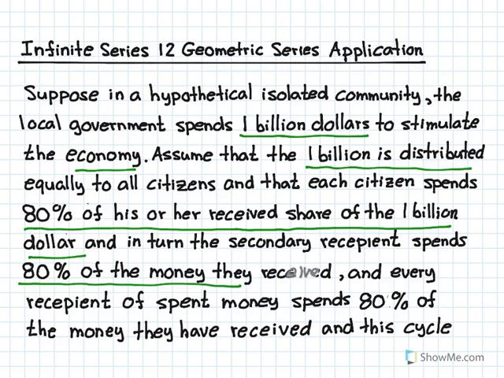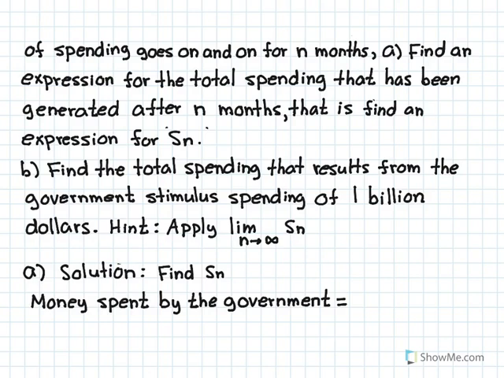Let me fill this in. And every recipient of spent money spends 80% of the money they have received. And this cycle goes on and on for n months. Part A of the question asks us to find an expression for the total spending that has been generated after n months. That is, find an expression for Sn. Part B, find the total spending that results from the government stimulus spending of $1 billion. Hint, apply the limit as n goes to infinity of Sn.